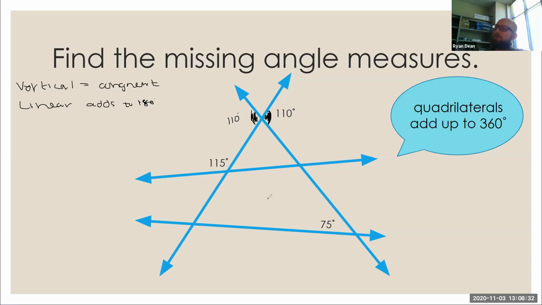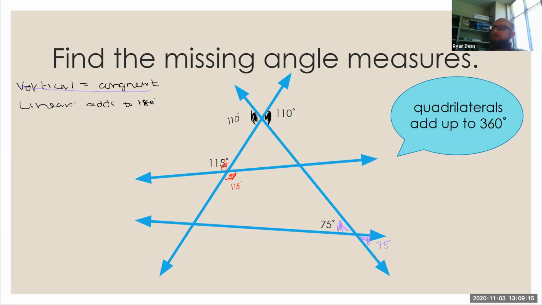If you wanted to, you could go through and fill in all of the other vertical pairs. Like this 115, what's across from it is this guy. So this one's going to be 115 degrees. I can do the same thing with 75 down here at the bottom. Sometimes it just helps to fill in the things that you already know, or the easiest things first. So here's 75 degrees. That's all that we know about this picture so far. So we've taken care of the verticals.